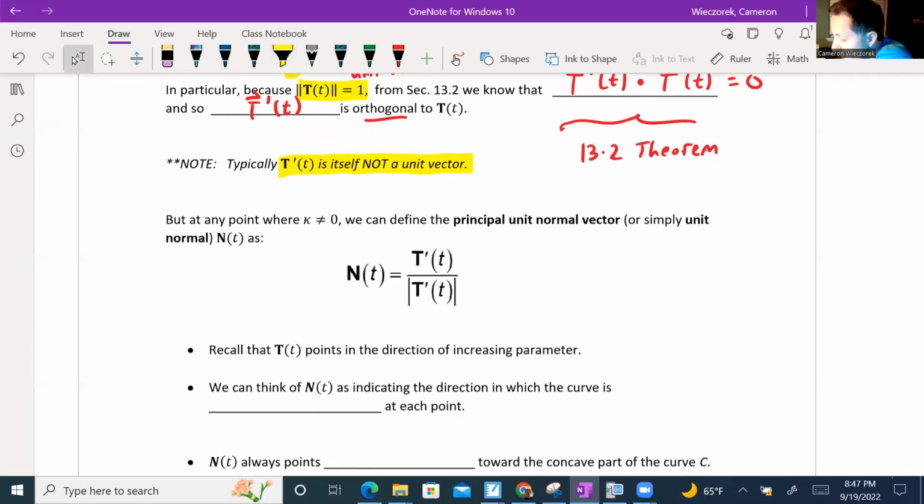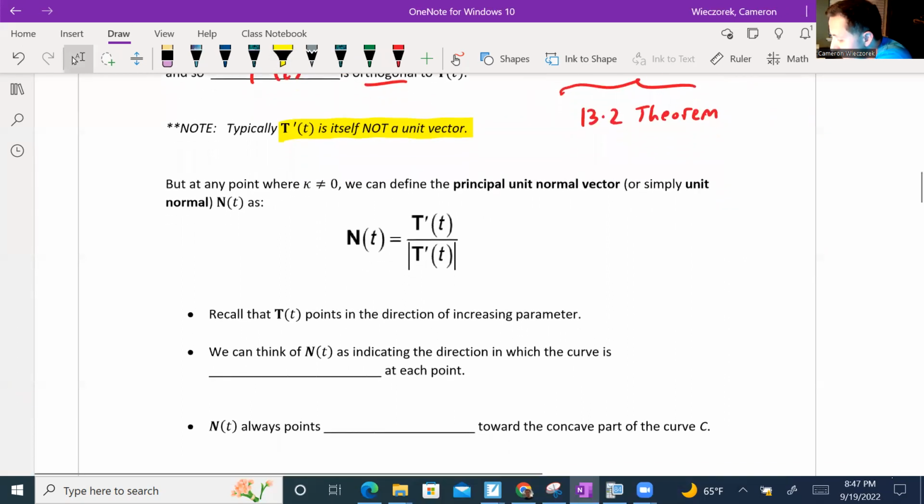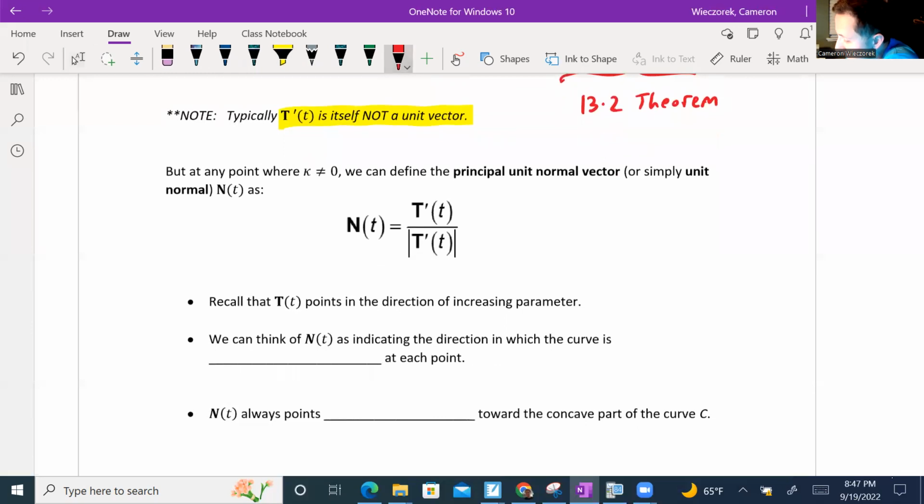Just like we had a way to take the tangent vector and make it a unit tangent vector, we have a way to take this T prime orthogonal vector and make it a unit vector. We call it N of t, and we call it the principal unit normal vector. Sometimes you'll just hear it called the unit normal. That's what I'm going to refer to it as. The notation we use is N of t. All we do is take the derivative of the unit tangent vector, which we know is orthogonal to T, and to make it a unit vector, as usual, we divide by the magnitude of that vector.